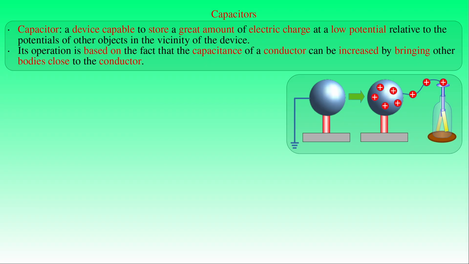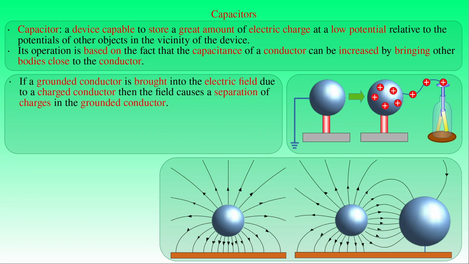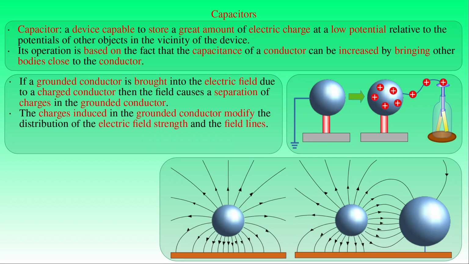We can interpret this phenomenon by examining the distribution of the electric field between a charged conductor and the ground. If a grounded conductor is brought into the electric field due to the charged conductor, then the field causes a separation of charges in the grounded conductor. The charges induced in the grounded conductor modify the distribution of the electric field strength around the charged conductor, that is, the distribution of the field lines emanating from the conductor. Let us compare the electric field between the charged conductor and the ground when the conductor is isolated and when the grounded conductor is in its vicinity.